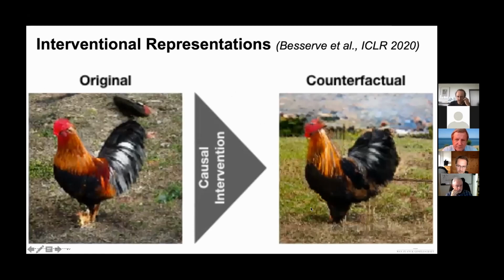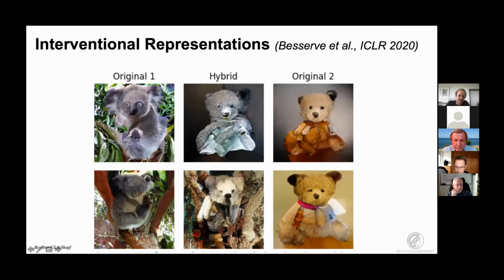So for instance, we can take this image of a chicken and make this intervention, which leaves the chicken more or less invariant, but changes the background. Or we can take two real images, the left and the right, combine them in the latent space and generate a completely synthetic image, which in this case looks a little bit like a koala teddy bear.